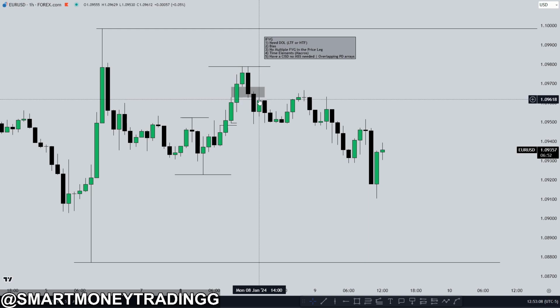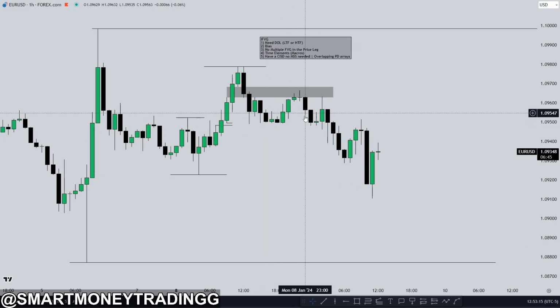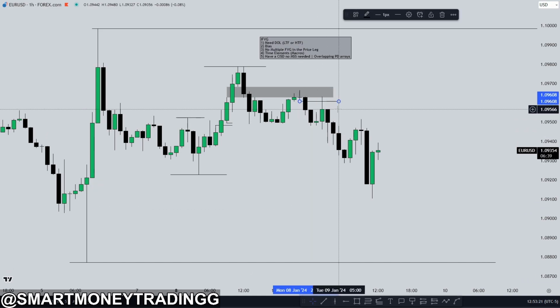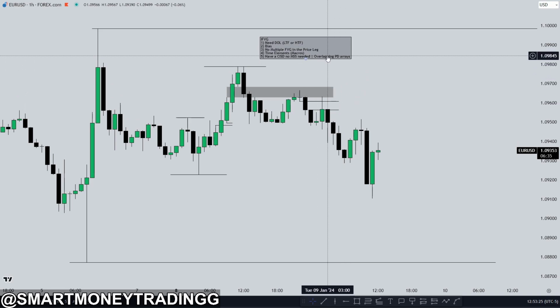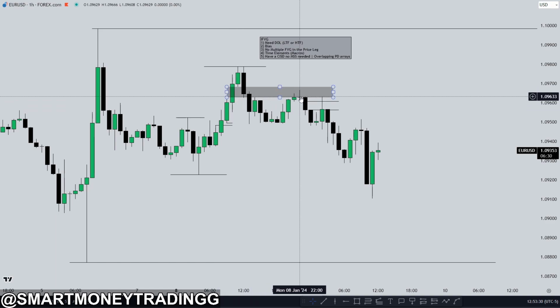We created it as an inversion. We tapped into it. We came back up later, and then eventually we formed another one, but then we formed another PD array after hitting the inversion fair value gap. We formed the sell side imbalance right here, and that should give you more confidence that you're bearish. Whenever you have that, this is what I mean by overlapping PD arrays. Now you have an inversion fair value gap, and then eventually it creates a sell side imbalance. Sometimes it'll be the opposite.